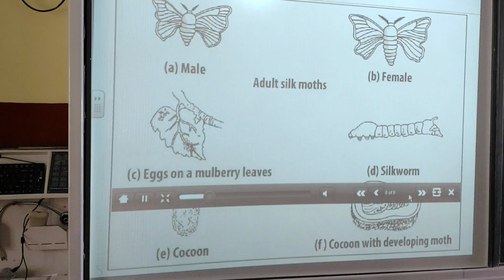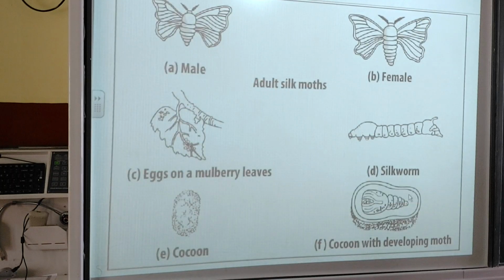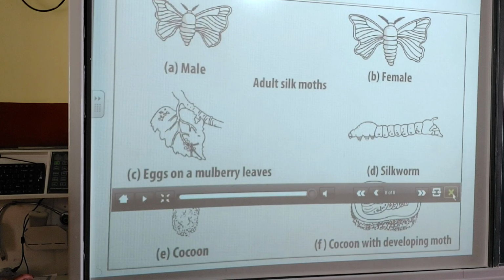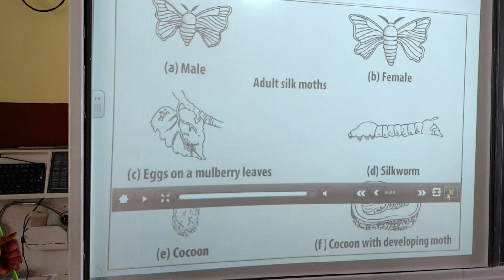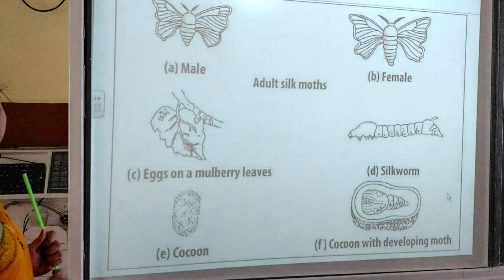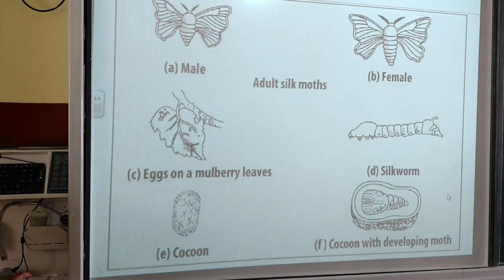Here is the labeled diagram showing the life history of a silk moth. You have the question in your textbook to draw the life history of the silk moth. So you can see and draw neatly. You have to color it also.